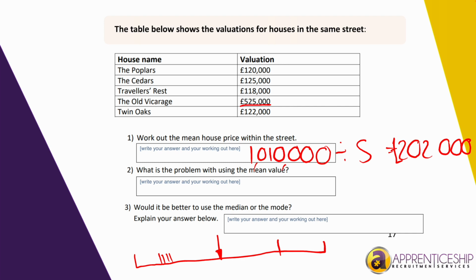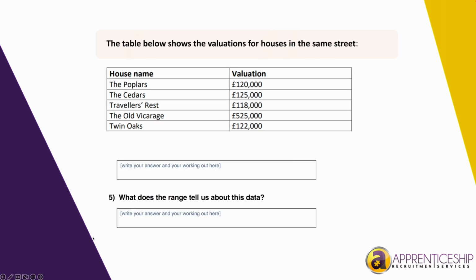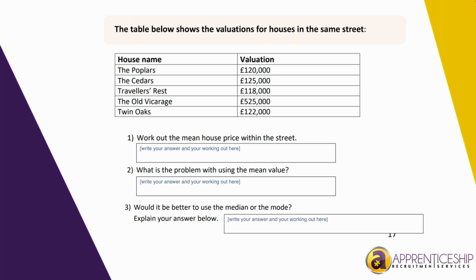So if I just get rid of this, erase, put the pen back on. So I've got 118, 120, 122, 125, 525. Outliers are always on the outside of the data, whether it be high or low.